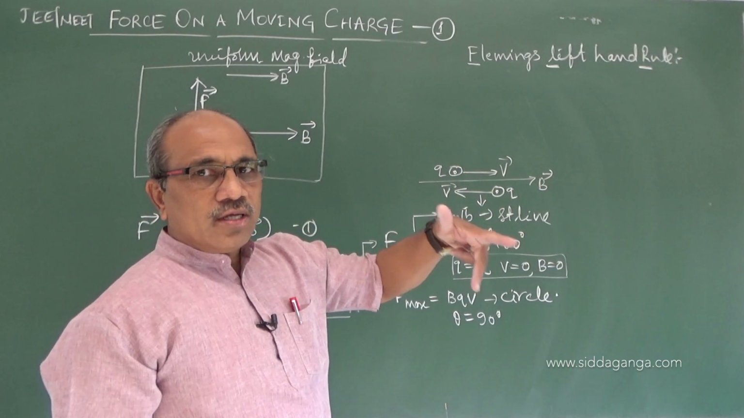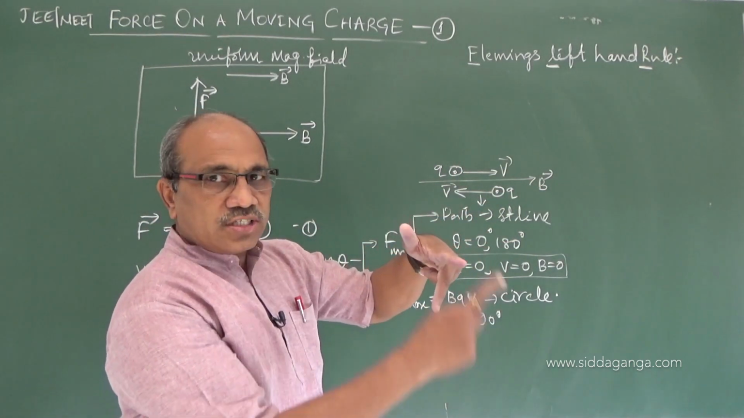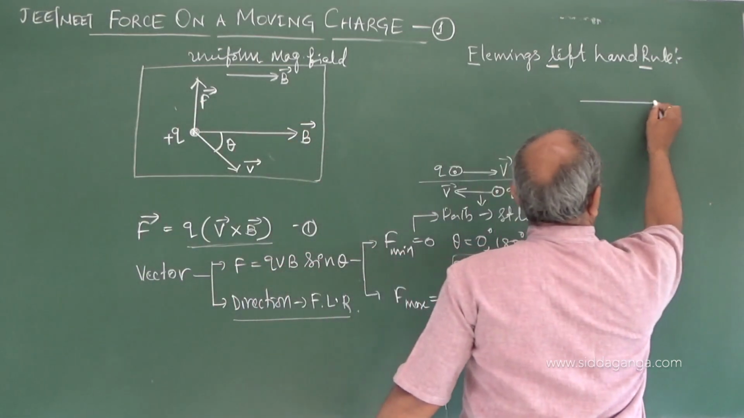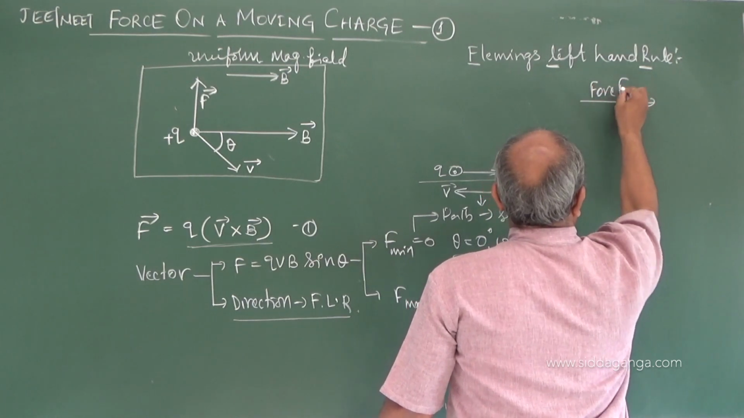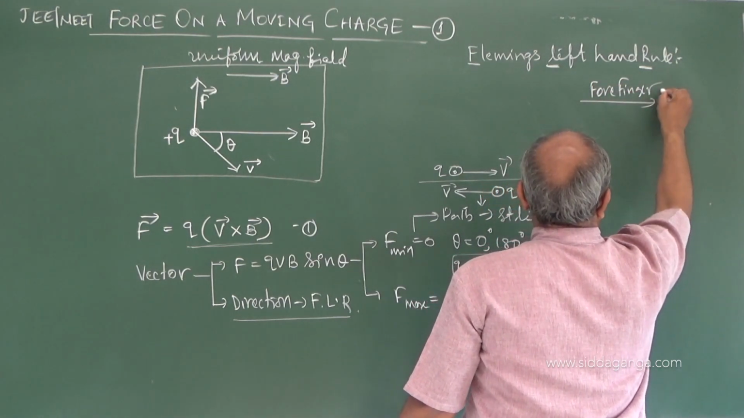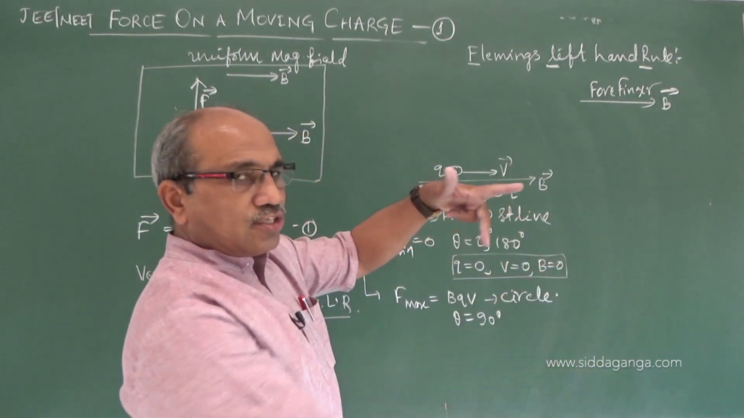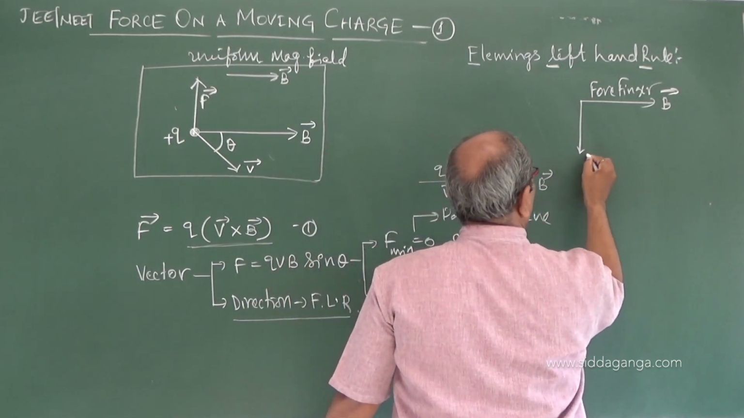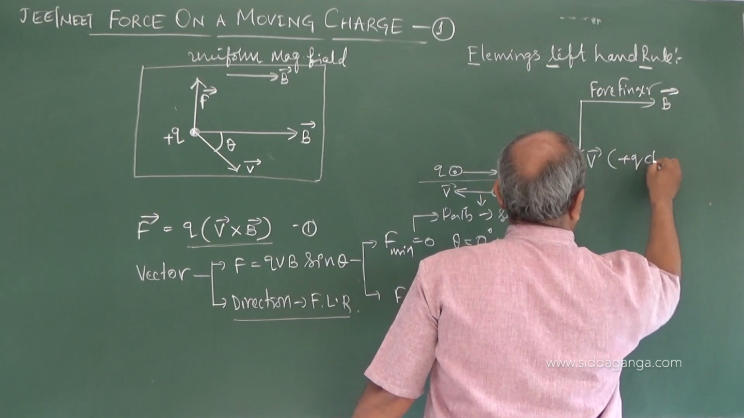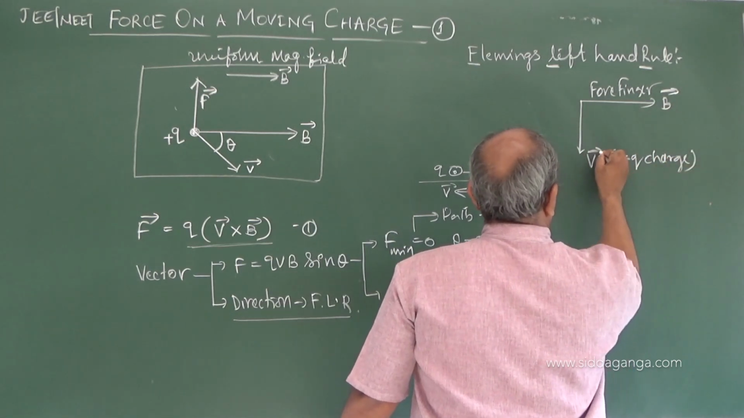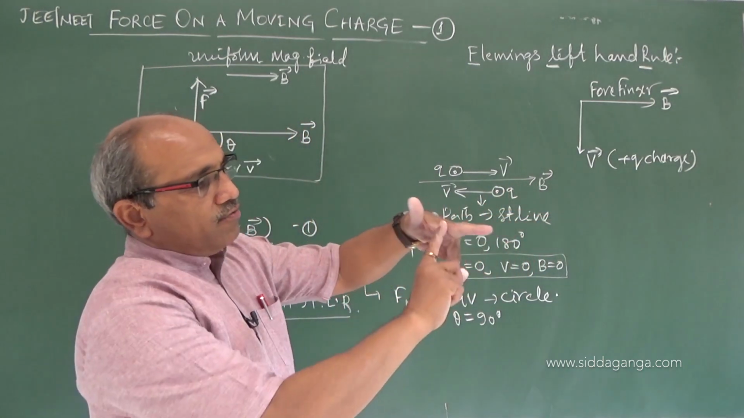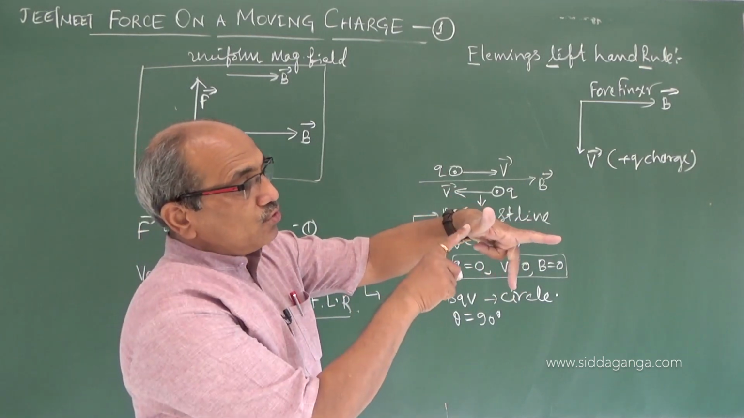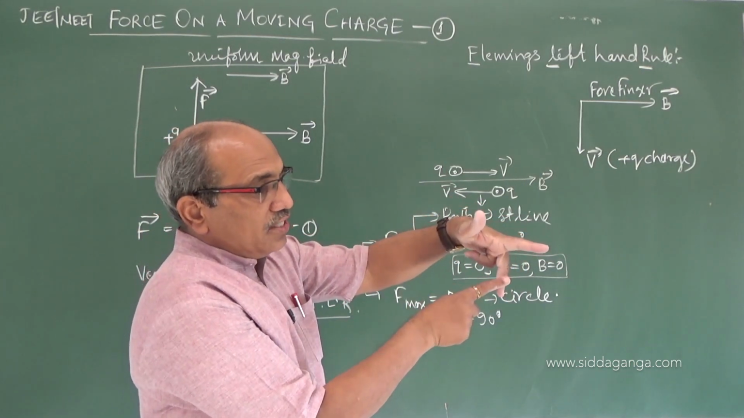So stretch your first three fingers of the left hand in mutually perpendicular directions. Let this be the forefinger. The forefinger represents the magnetic field, in the direction of the magnetic field. The middle finger is the direction of the velocity of the positive charge, the velocity vector, and the forefinger the field vector. Then the thumb represents the direction of the force experienced by a charge moving in a magnetic field.